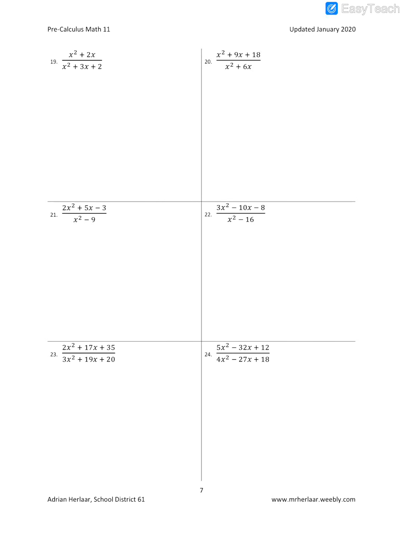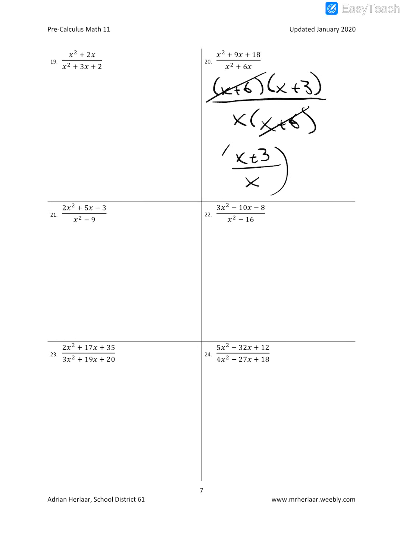Let's do number 20. So, on the top, two numbers that multiply to 18 and add to 9. I have x plus 6 and x plus 3. On the bottom, factor out an x, and you have x plus 6. Boom, boom, you're left with x plus 3 over x. Asymptote. You don't need to tell me this, but I'm just doing it for extra, at x equals 0.